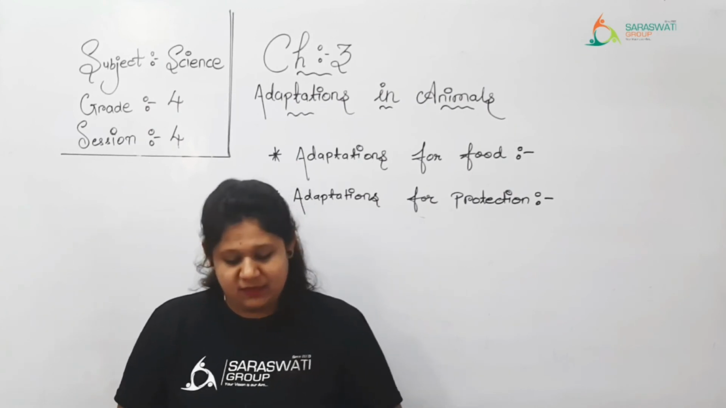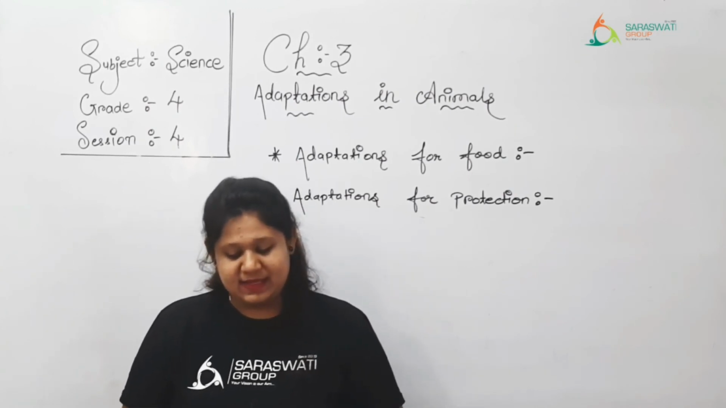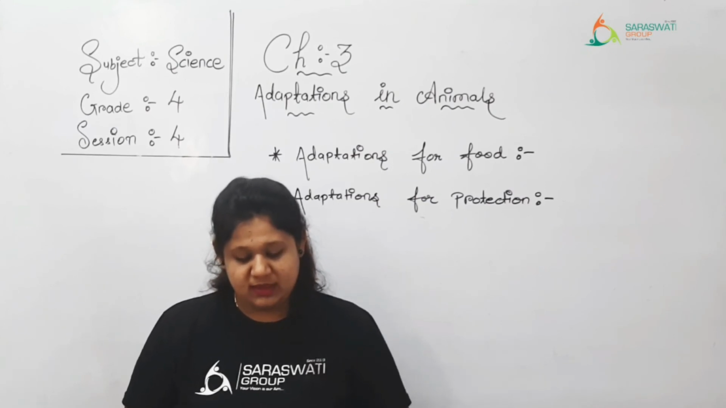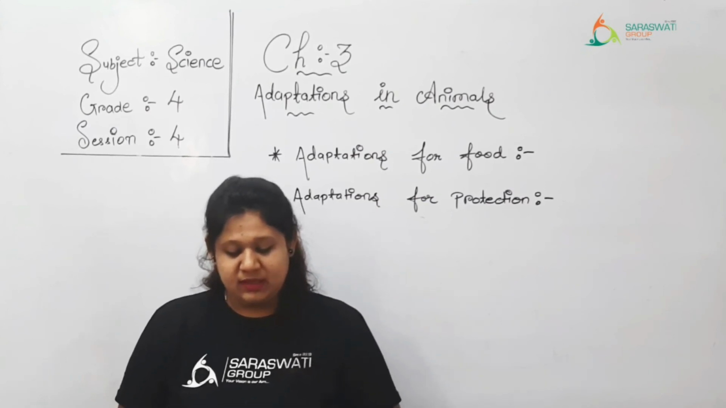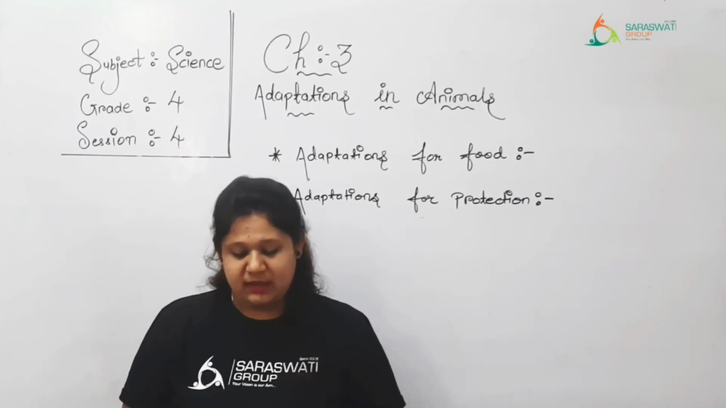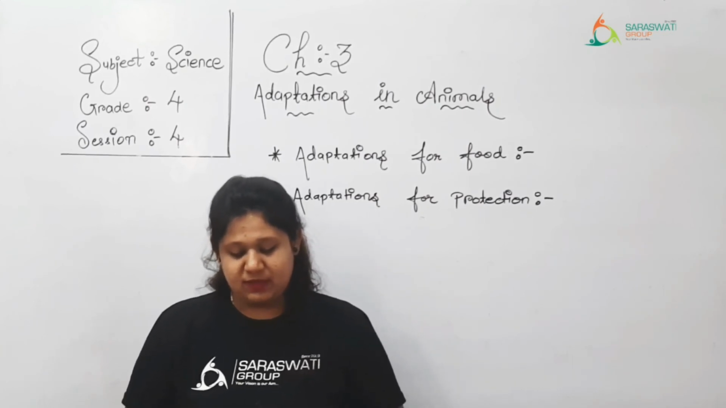A cuttlefish has an ink sac on its body. On sensing danger, it releases the ink which makes the water around it blue in color. The enemy is unable to see the fish in colored water and the fish swims away to safety.